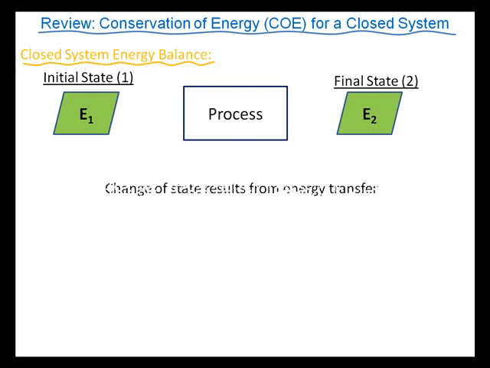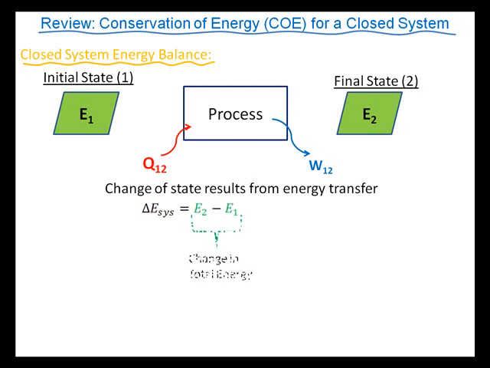And we can have two different types of energy transfer, the first of which is heat transfer. So we can have heat transfer in or out of the system from state 1 to state 2, and we can have work in or out of the system from state 1 to state 2. If I write this mathematically, we get that the change in the total energy of our system is equal to the heat transfer from state 1 to state 2 minus the work from state 1 to state 2, and that's our total energy transfer.